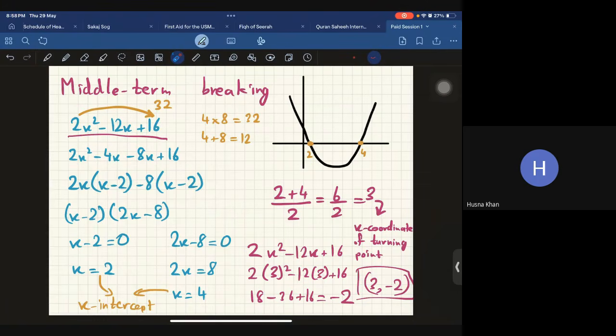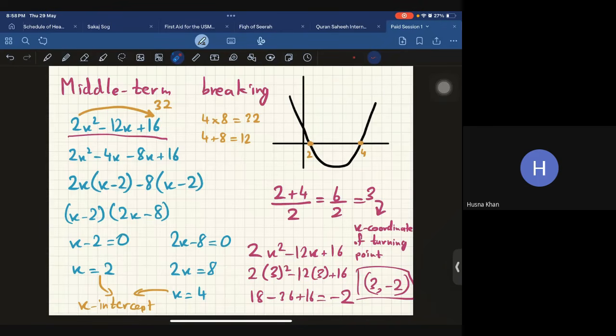Okay, so the first step is that you multiply the first and the last number, and then you find two numbers which, when you add them, make the middle term, and when you multiply them, make the product of the first and the last number. Then you either add or subtract, depending on how it's going to make the middle term.